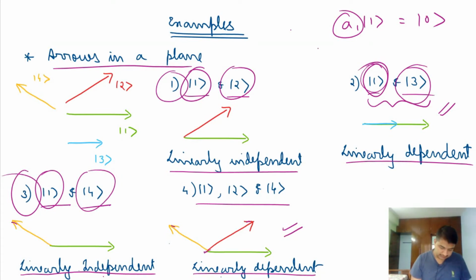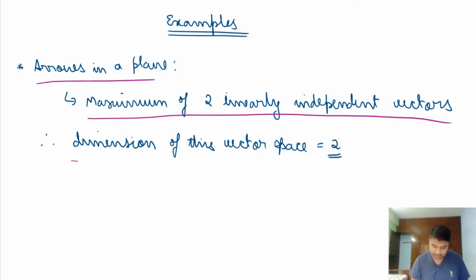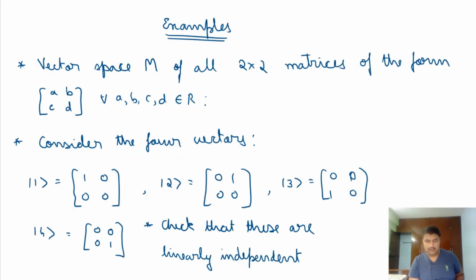So now let us consider one more example. Okay, so let's just complete this example first. So therefore, arrows in a plane, we can choose a maximum of 2 linearly independent vectors. So therefore, the dimension of this vector space is going to be 2. Okay, so now I'm going to consider our other familiar example which we also discussed previously, which is that of a vector space consisting of 2 cross 2 matrices where all the entries are real.